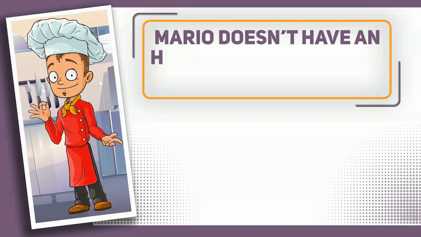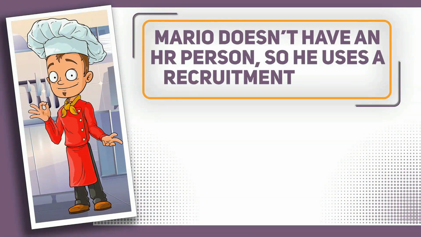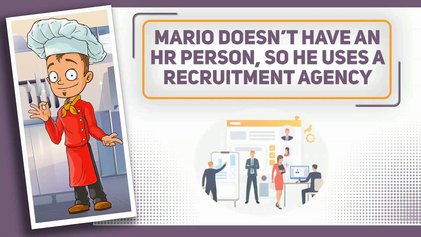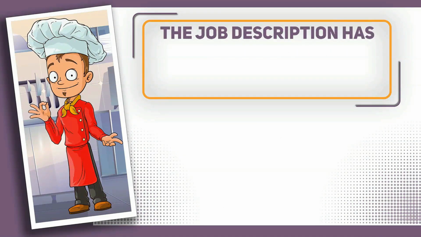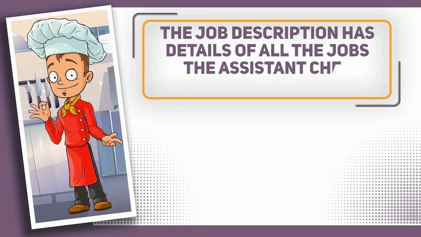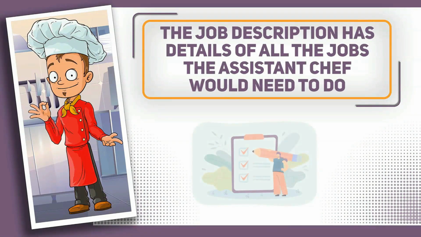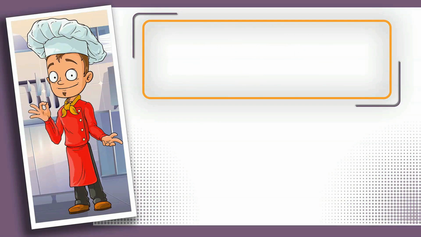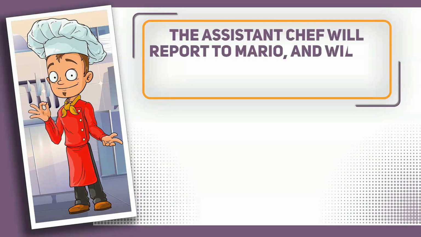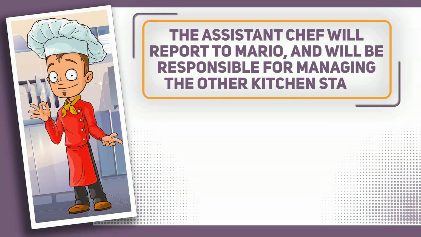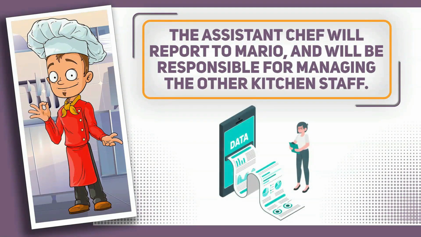Well, Mario doesn't have a HR person, so instead he uses a recruitment agency that specialises in recruiting chefs. They help him to create a job description and a person specification. The job description, as we know, has details of all the jobs the assistant chef would need to do: cooking food, creating new dishes for the restaurant, managing and training the more junior kitchen staff, and ensuring hygiene standards. The assistant chef will report to Mario and will be responsible for managing the other kitchen staff. It's a full-time gig, 40 hours a week, spread across 5 days.